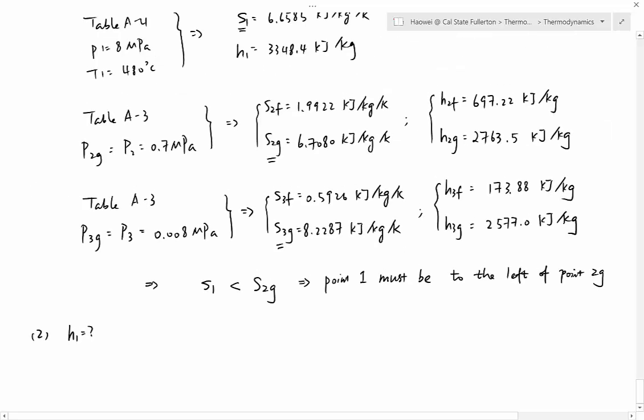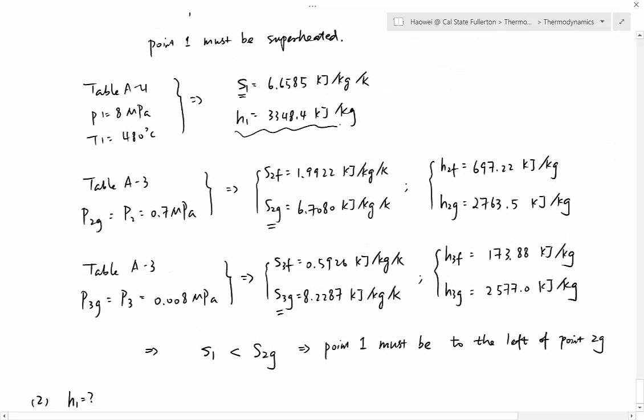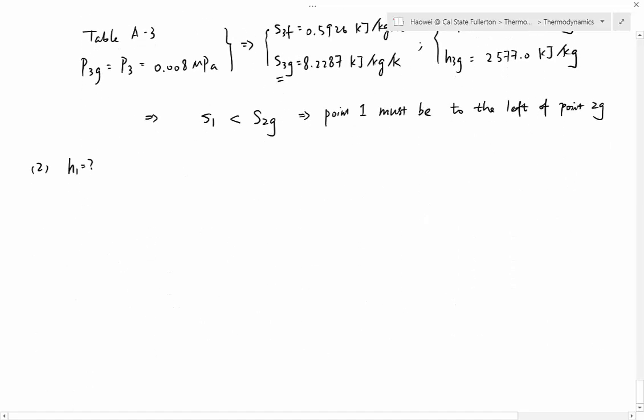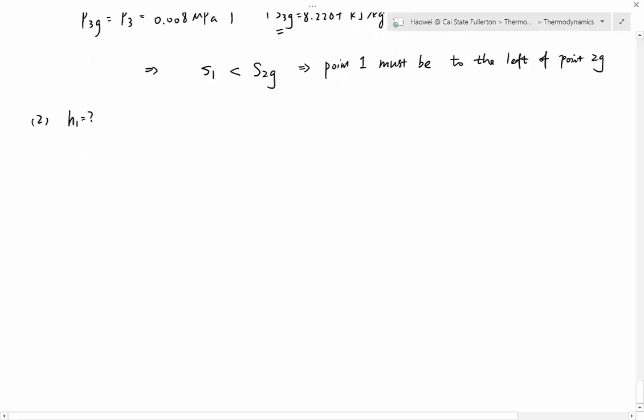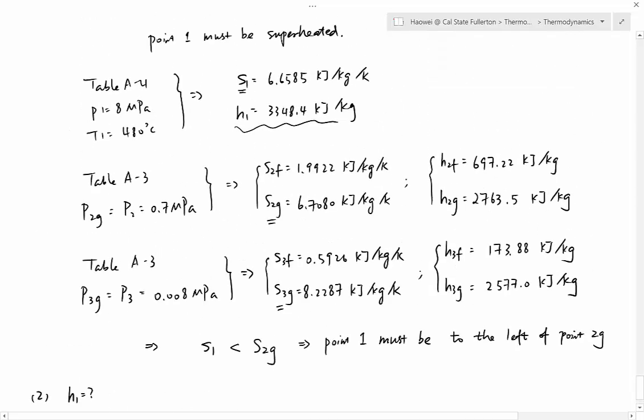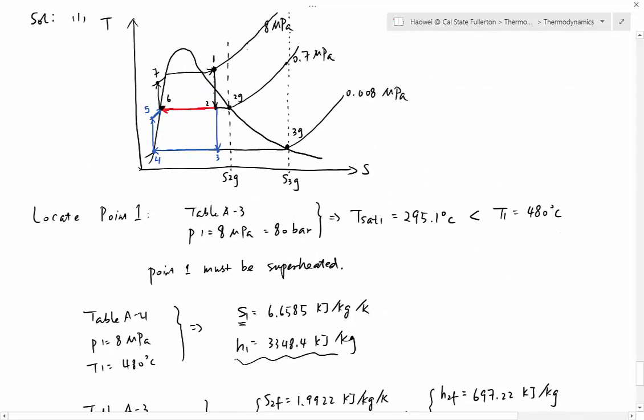What is H1? We actually found H1 is right here. So let's just copy. The value of H1 is 3348.4 kilojoule per kilogram. That's H1. Next, we need to find H2. Okay, what is the phase of number 2? You can take a look. Number 2 is within the dome, so it is a mixture.